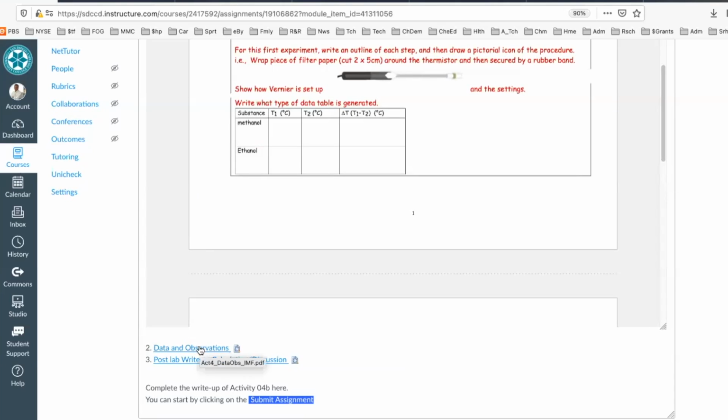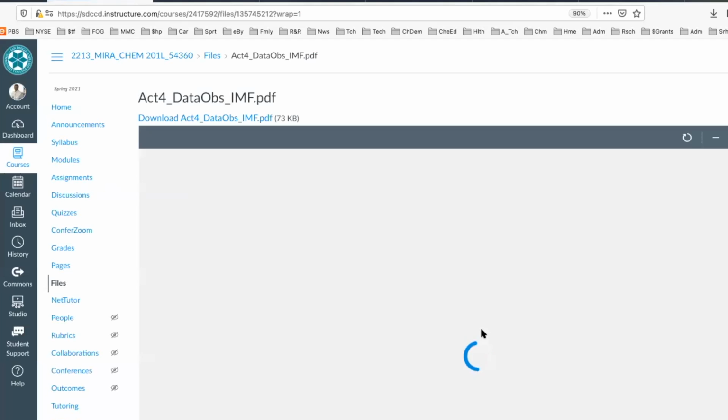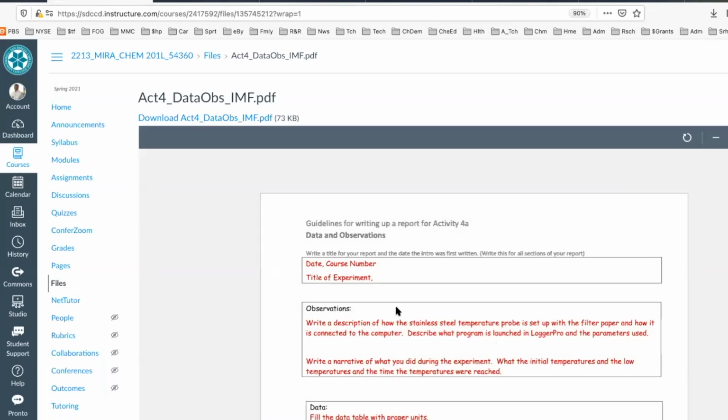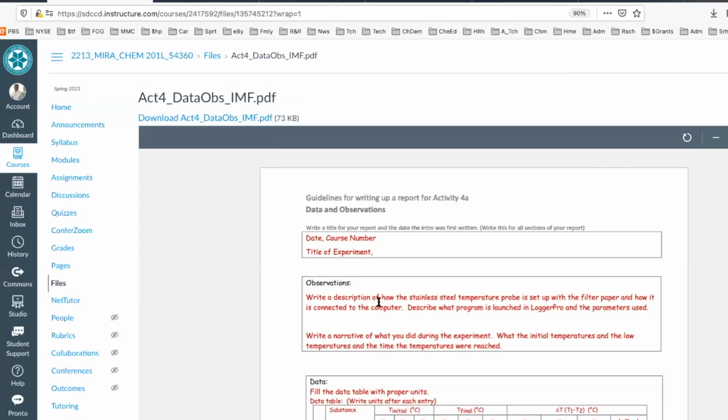This is your data and observation. When you actually watch the video, this is what you guys are going to do. Again, put a heading because this is a different section, title of the experiment, and then your observation. Write a description of how the stainless steel temperature probe is set up with the filter paper, how it is connected to the computer, describe what program is launched in Logger Pro, and the parameters used.